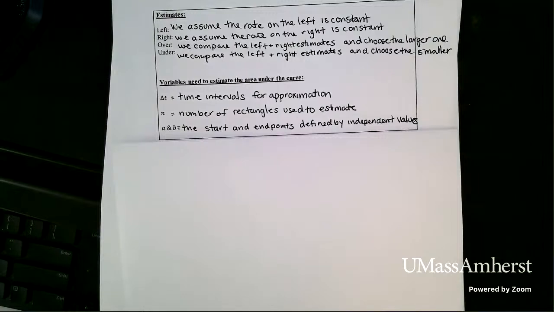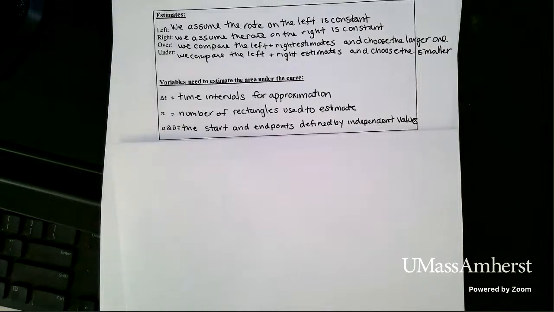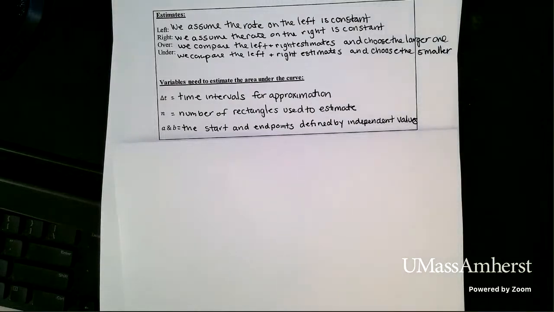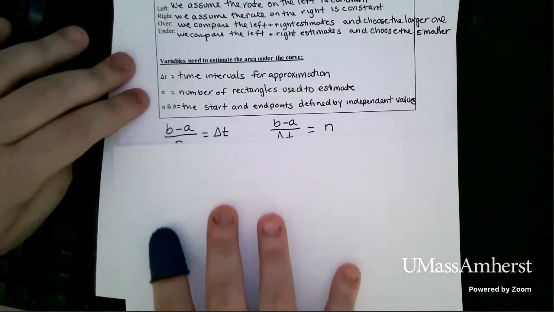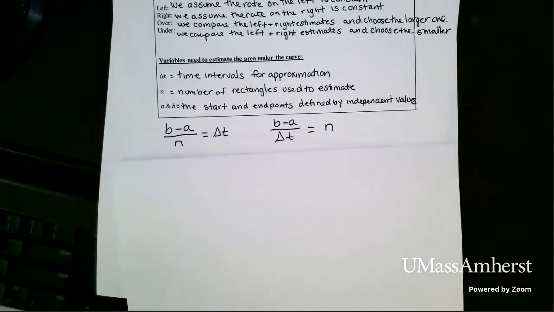Then in terms of our variables that we're using to talk about these things, we have delta t. So these are our intervals for approximation. So what are we counting by? N is the number of rectangles we're using to estimate. And A and B are the start and end points as defined by independent values. Now, it turns out that there's a relationship between A, B, N, and delta T, okay? And that can be helpful to us in different scenarios.